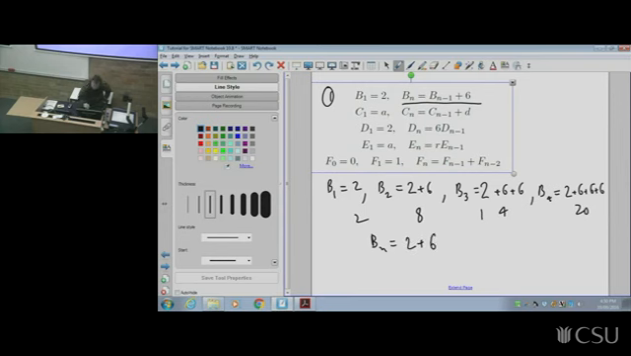Yep. So if you look at it, the number of 6s we have is increasing by 1 every time. When we had 4, we had three 6s. When we had 3, we had two 6s. So the number of 6s we have is 1 less than the n at the bottom. So the general pattern is 2 plus 6 times n minus 1.